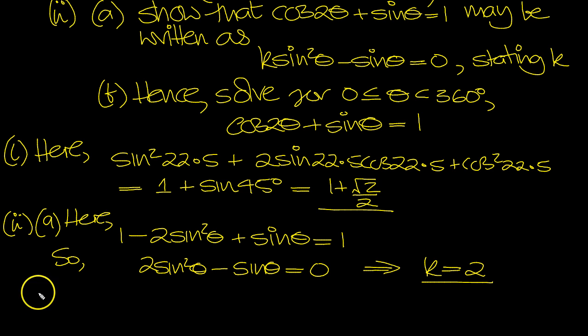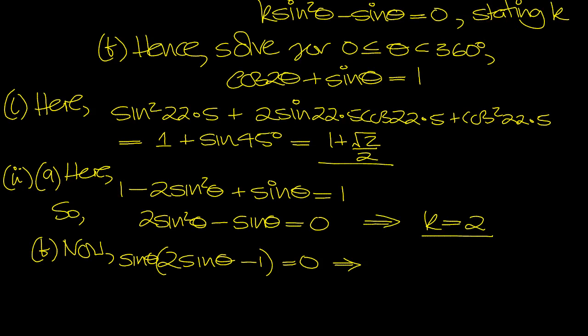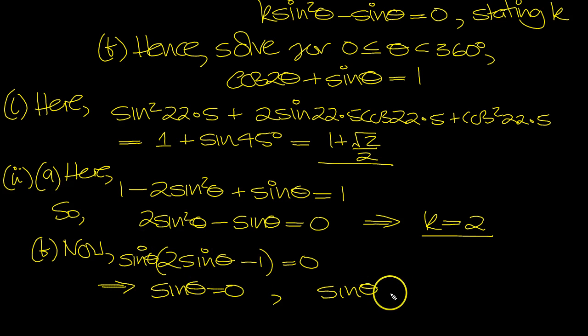Hence, solve for θ between 0 and 360, this equation here. So this is b. Now, what have we got then? So this equation is none other than this. Take a sine θ outside a bracket. Inside you'll have 2 sine θ minus the 1 equals 0, implies, so what do we get? So sine θ equals 0, or sine θ from this one, sine θ is a half, isn't it?